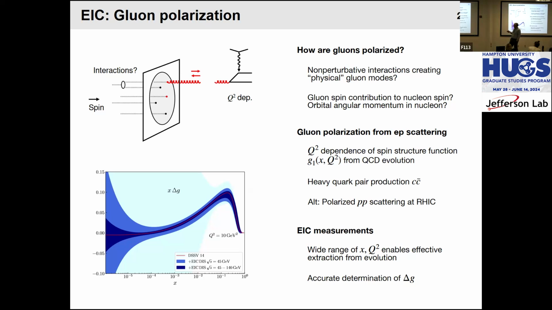polarization. And here, we're in particular using the fact that the wide range of x and Q-square allows us to effectively extract the gluon density from inclusive scattering. So we need to follow these trajectories of the evolution equation ideally over several orders of magnitude in x and Q-square in order to get a good sensitivity to the gluons.